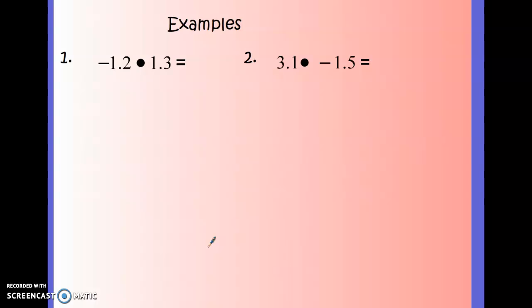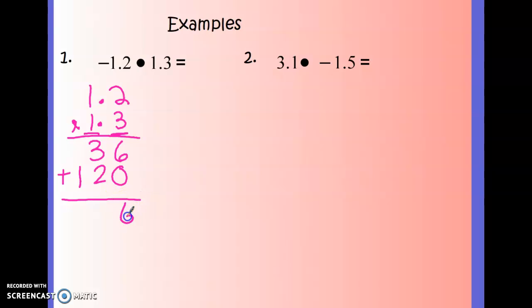So our first one is negative 1 and 2/10 times 1 and 3/10. Okay, so we're just going to set the problem up to multiply just like we normally do. When we're doing a 2-digit times a 2-digit, we start with our number in our ones place and multiply it by both on top. So 3 times 2 is 6. 3 times 1 is 3. Then I have to move to my tens place and put my 0 to show that. So 1 times 2 is 2, and 1 times 1 is 1. Add my numbers together. 6 plus 0 is 6. 3 plus 2 is 5, and then 1.